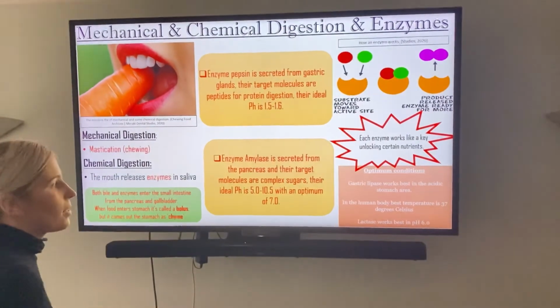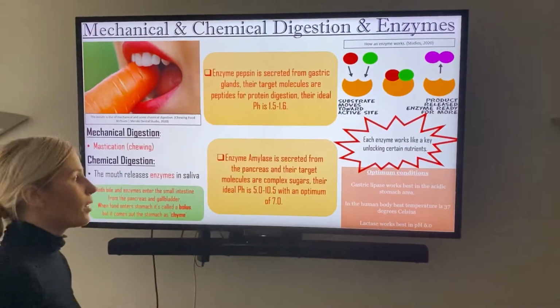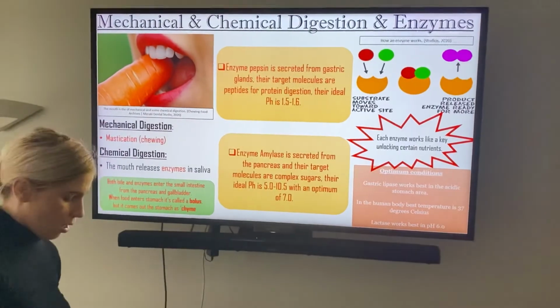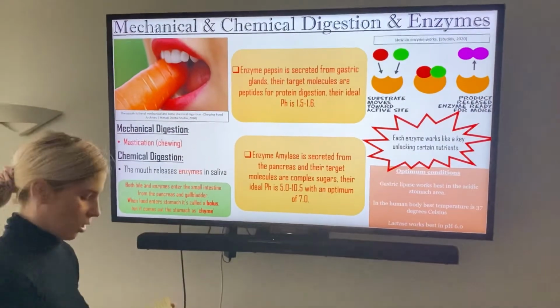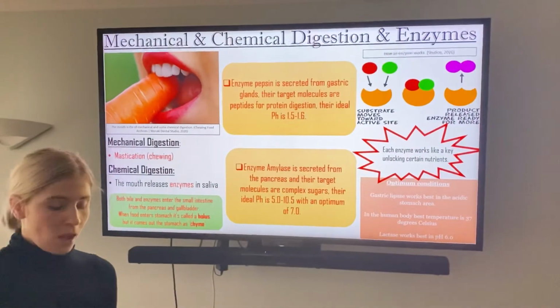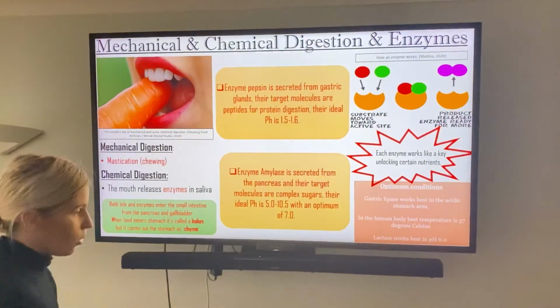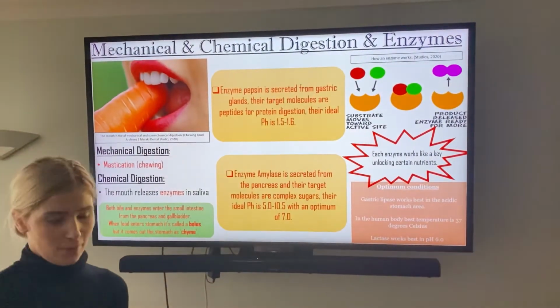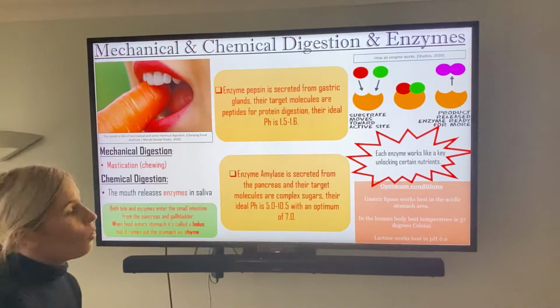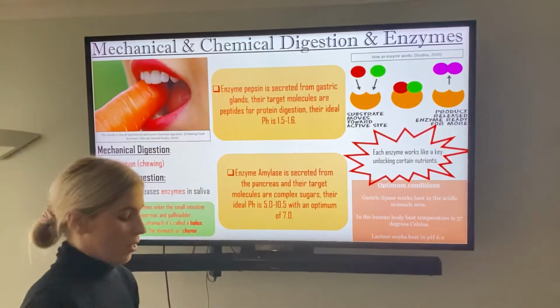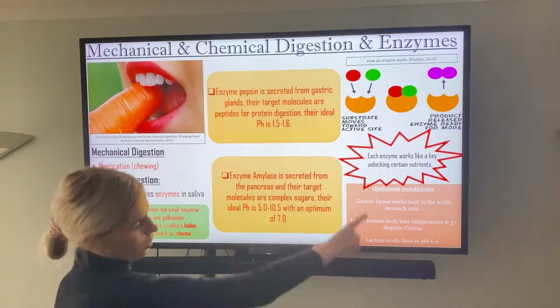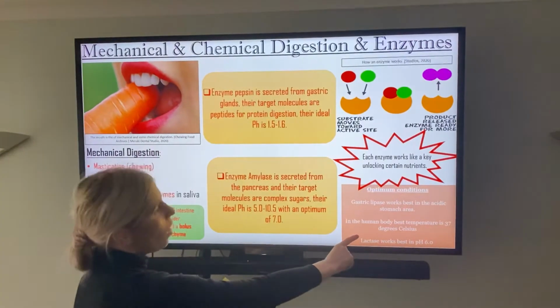Another example is the enzyme pancreatic amylase, which is secreted from the pancreas, and their target molecules are complex sugars, such as turning starch into maltose. And the ideal pH is 5.0 to 10.5 with an optimum of 7.0. So all enzymes have optimum conditions in which they work best. I've listed a few examples of what that might look like here.